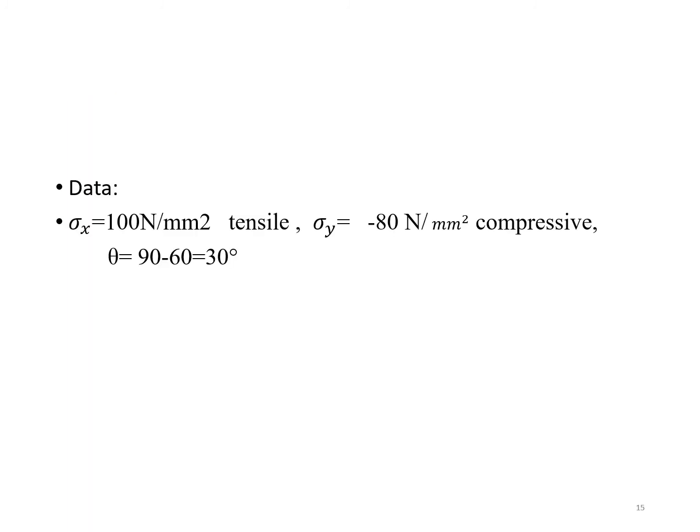The solution for the problem is as shown. The data given in the problem is sigma x equal to 100 Newton per millimeter square tensile, so it should be positive. The other one is sigma y, it is minus 80 because they have mentioned it is compressive, so minus 80 Newton per millimeter square. The angle of inclination with the axis of the bar is given, so theta becomes 90 minus 60, nothing but 30 degrees.